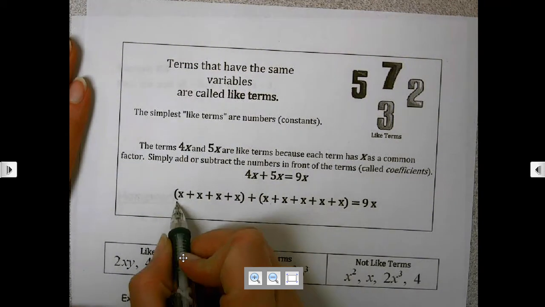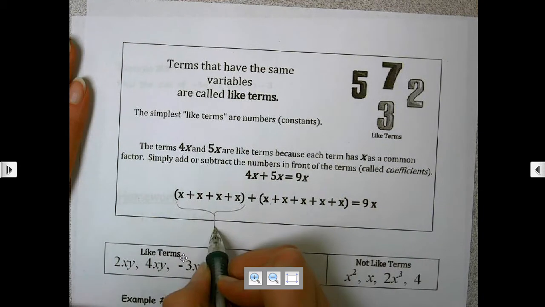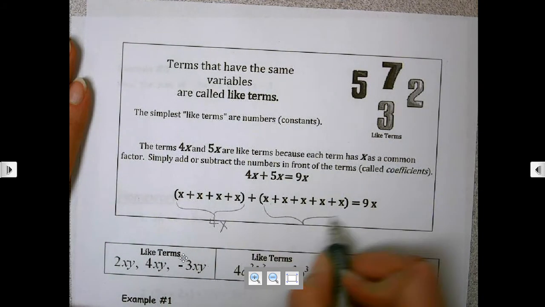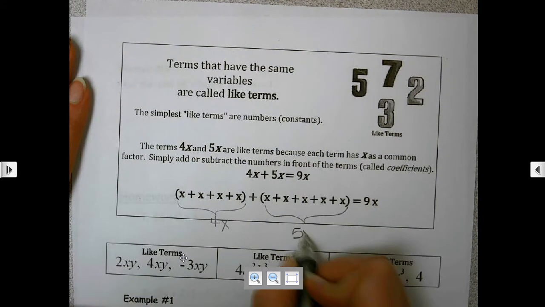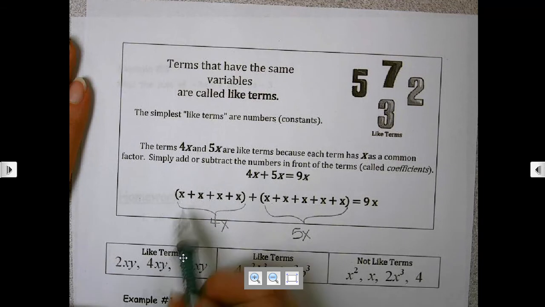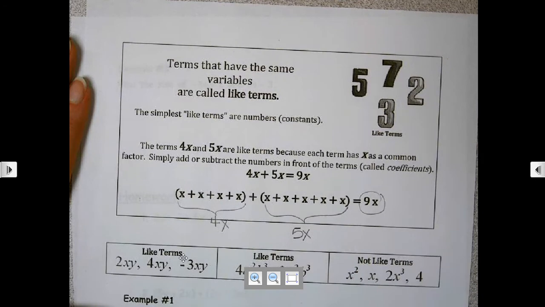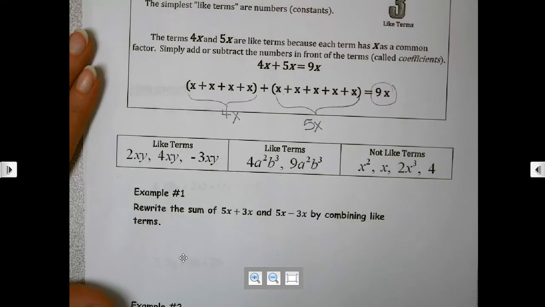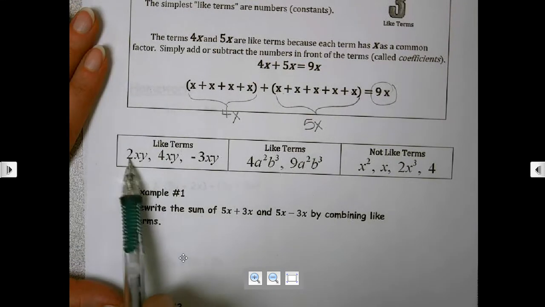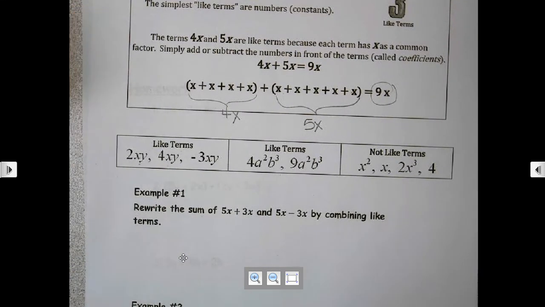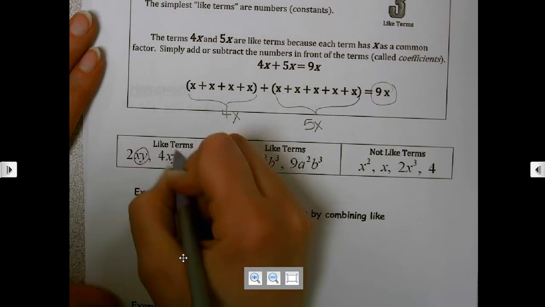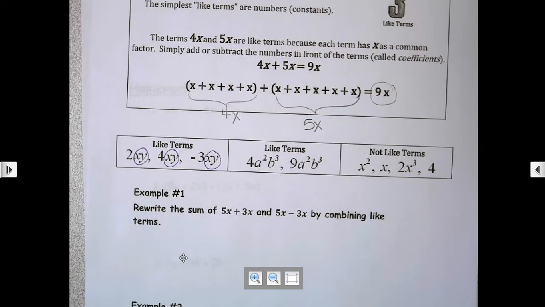If you take a look at this parentheses, there are 4 x's plus, in this parenthesis, we have 5 x's. If we count up all of the x's, we have 1, 2, 3, 4, 5, 6, 7, 8, 9, or 9 x's. Some other examples of like terms would be 2xy, 4xy, and negative 3xy. The reason why these are like terms is because all three of these terms have exactly the same variable, or last name if we're relating it back to the Smith family.